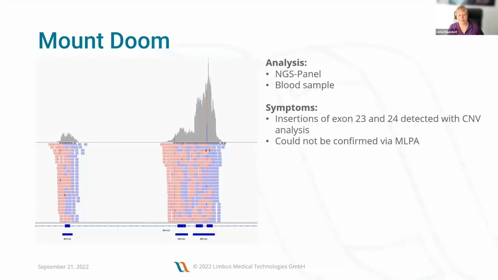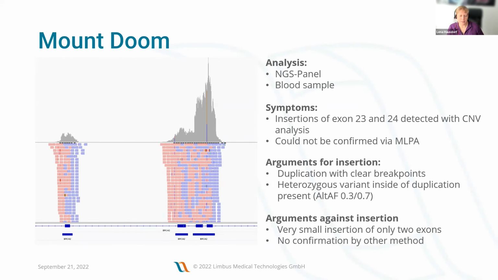So the next case, on first glance, looks similar. It's again an area of very high coverage, but this time it was a smaller NGS panel. It was a blood sample, and in this case there was an insertion detected by our CNV analysis. The insertion was detected in exon 23 and 24, but the problem was it could not be confirmed by MLPA by the customer, and so they asked us what happened here.